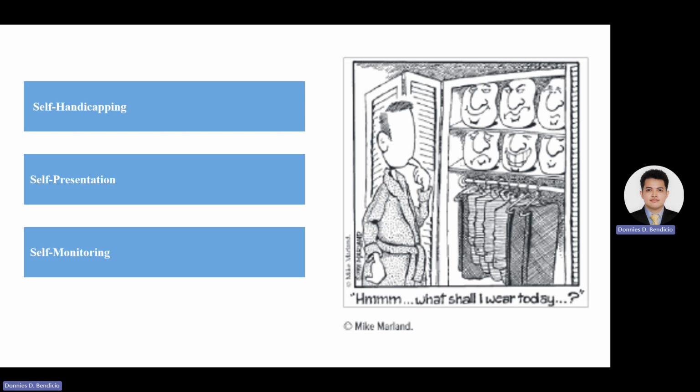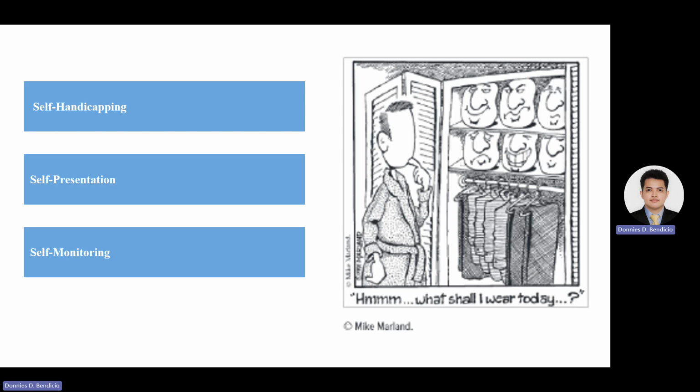Self-handicapping refers to a strategy where individuals create obstacles or excuses to protect their self-esteem. They protect their self-esteem in case they fail at a task. It is like setting up a safety net for their ego.